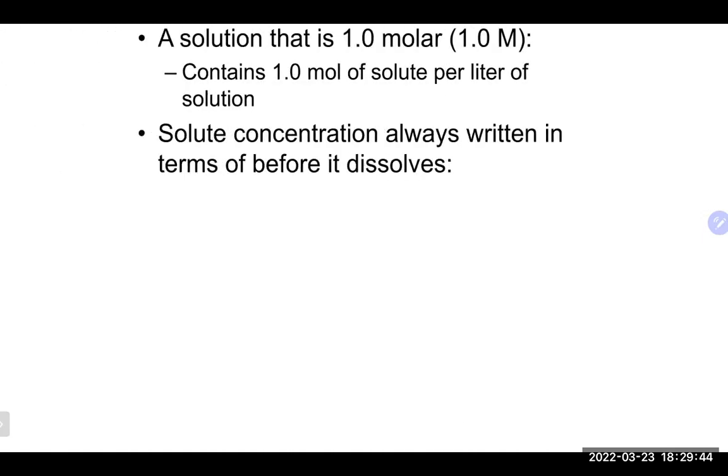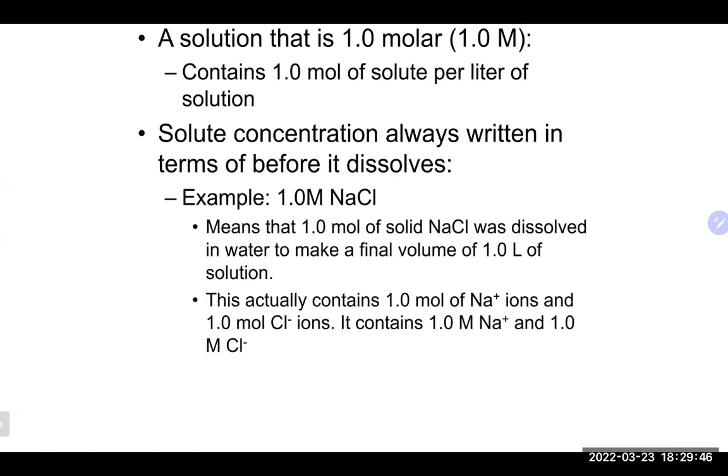Now, when we talk about molarity, it does mean a couple of things. It basically means that we have 1 mole of solute per liter of solution. So if we had a sodium chloride solution that was 1 molar, what that means is we would actually have 1 mole of sodium ions and 1 mole of chloride ions. And the concentration of those ions actually would also be 1 molar for the sodium guys floating around and 1 molar for the chloride guys floating around.